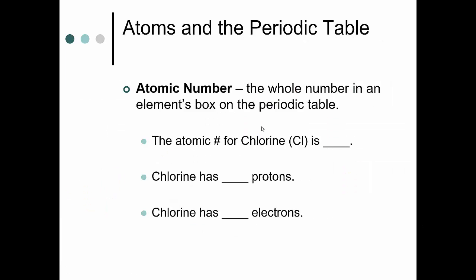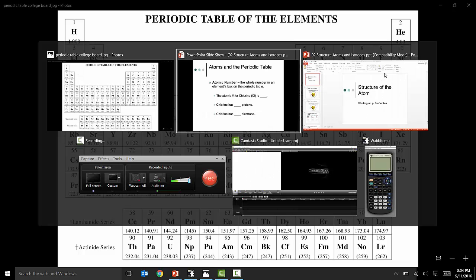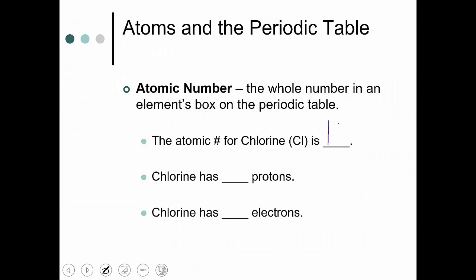Next, another example, chlorine. We want to look up the atomic number of chlorine, so check out your periodic table. We see chlorine over here in the halogen group, and it has an atomic number of 17. It's the integer number. So it's an atomic number of 17, therefore it has 17 protons, and it also has 17 electrons. Again, the protons and electrons have to be equal so that it is a neutral atom.